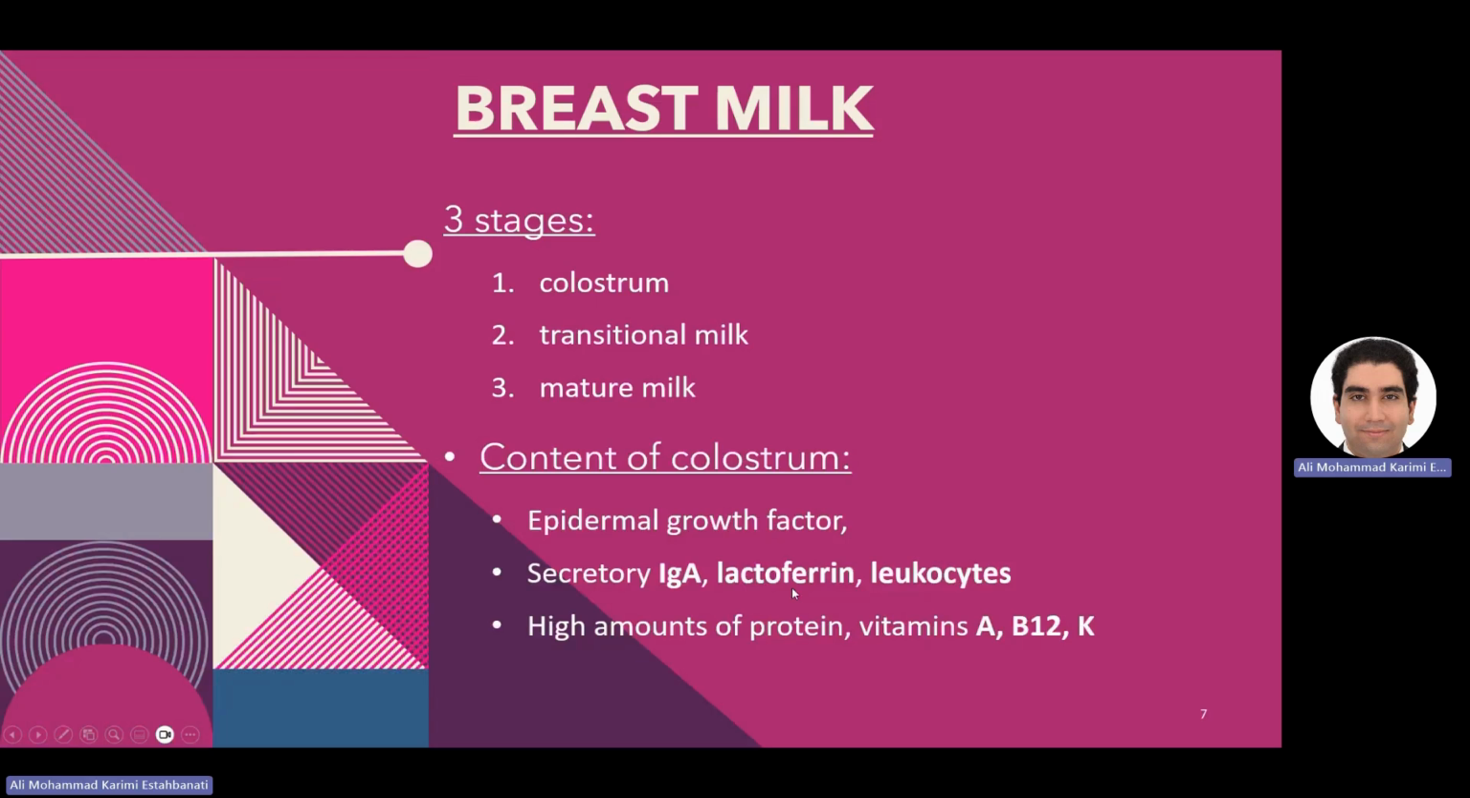Now, breast milk. We have 3 stages of the milk that is being ejected from the mammary gland. The first one, for the first 7 to 8 days, will be called colostrum, and then it will be transitional milk and mature milk. Now, colostrum, its content is very, very important. And I advise you guys to especially memorize these contents.